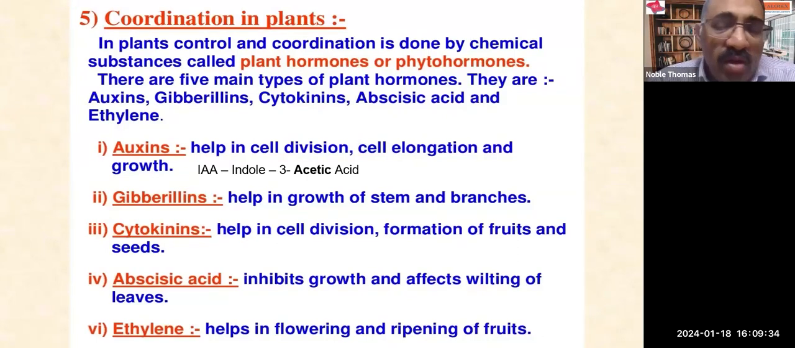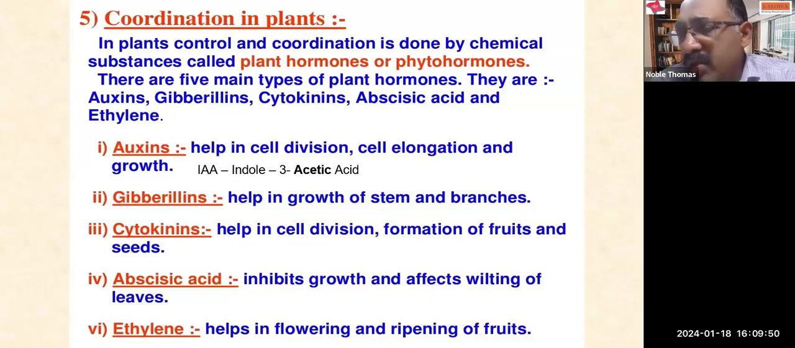On the other hand, we have the other 2, the growth retarders. The first 3 are called the growth promoters, and the other 2 are called the growth retarders, abscisic acid and ethylene. Abscisic acid normally inhibits growth and affects wilting of leaves. This is also one of the important parts.